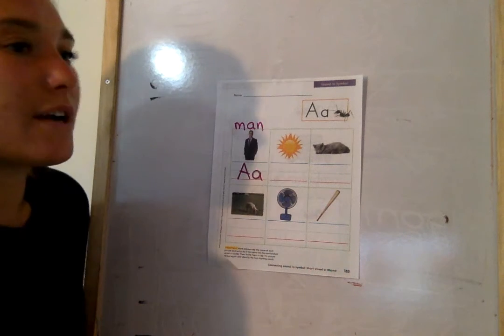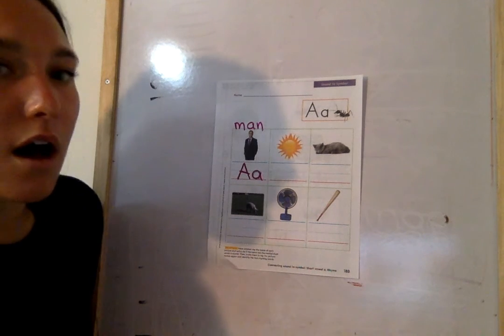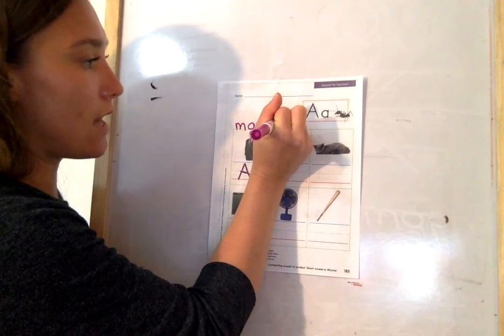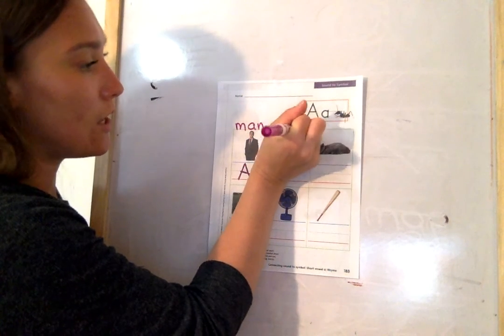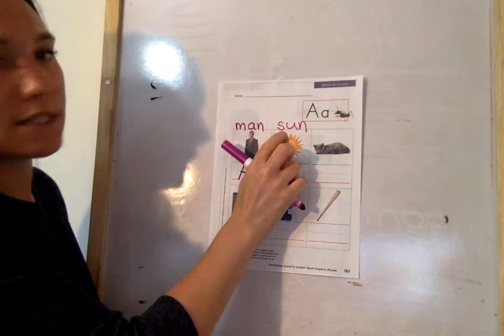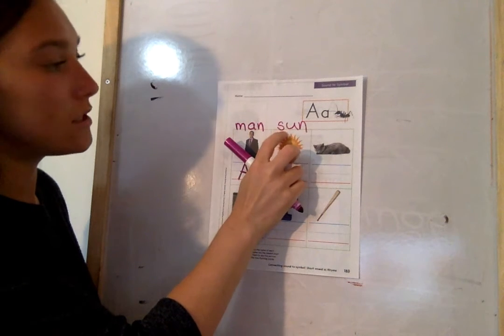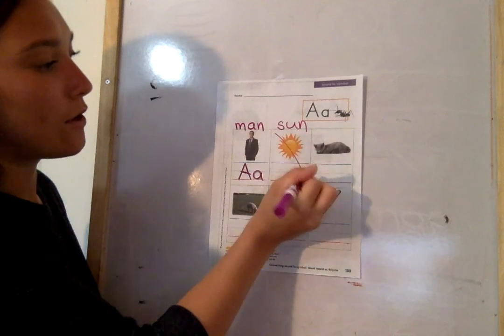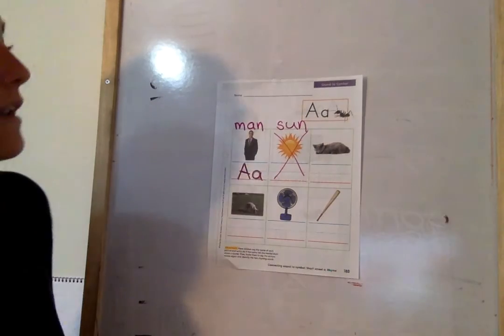Sun. Do we hear an A in sun? There is no A in the middle. It's S-U-N. Sun. The middle sound is U. Going to put an X over that.